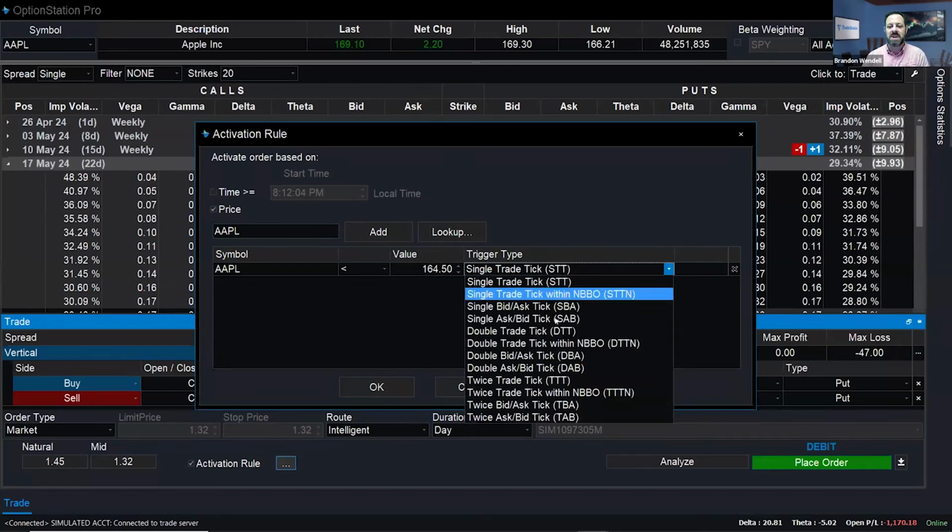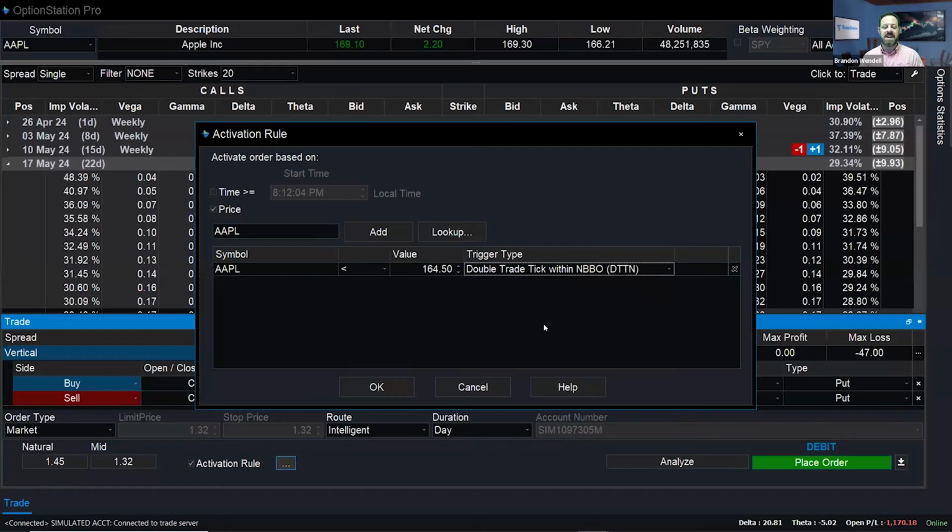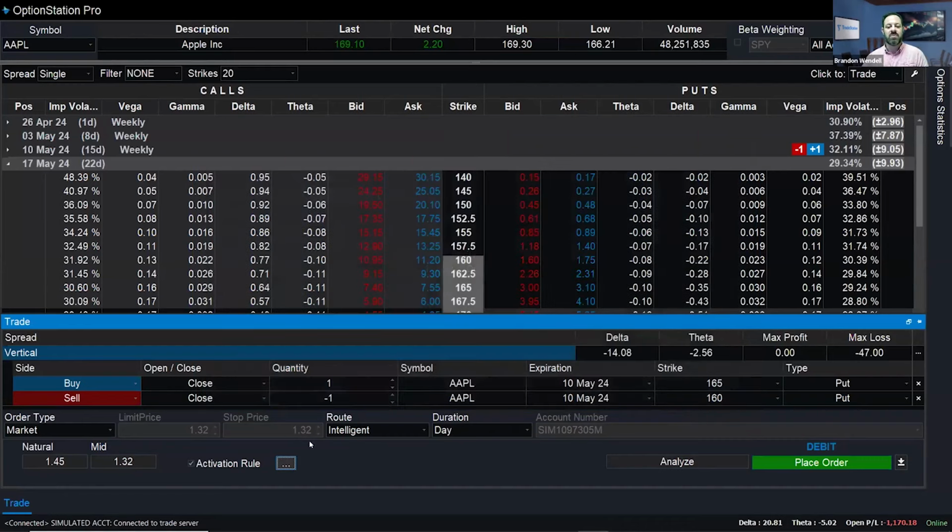Well, we can also put in double trade tick to make sure we're not taken out of the trade too soon. So by putting in that activation rule, I'm basically putting in a stop loss on my spread. That's pretty cool. I can put it in based on the price movement of the underlying security. And it won't be exact, but based on the price slices, I can figure out approximately how much I make or lose.